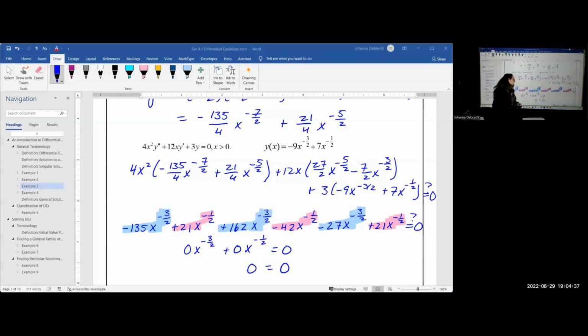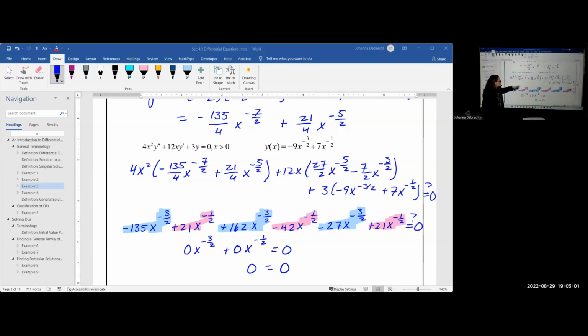Okay, let's see how you did. I kind of color-coded mine. It makes it easier to find like terms. So I went ahead and did 4x squared times y double prime. This is the expression of y double prime, plus 12x times y prime plus 3 times y, and I don't know if it equals 0. That's what I'm trying to prove, that it solves this differential equation.